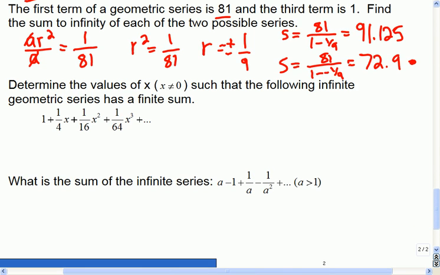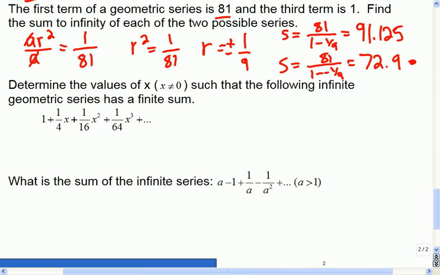So the last two questions are to get you to kind of think a little bit. They're not any more difficult than anything we've done. It's just that they have lots of letters in them. Okay. So let's try and figure out what it is that we're looking for in the first one. It says determine the values of x such that the following infinite series has a finite sum. So that's a lot of language in there. What comes to mind when you hear the words infinite geometric series and having a finite sum?